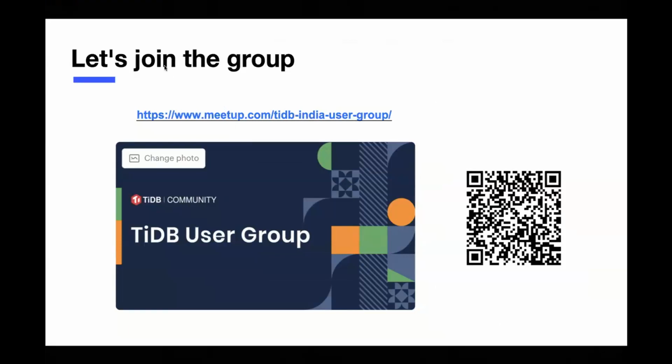Okay, here is another question. Since TiDB is an open source database, can we expect the features of a vector database in a future release?